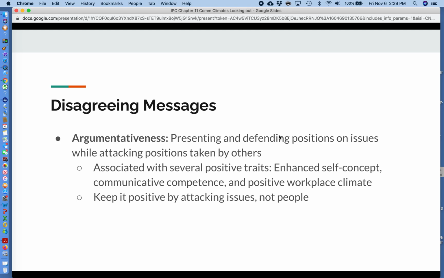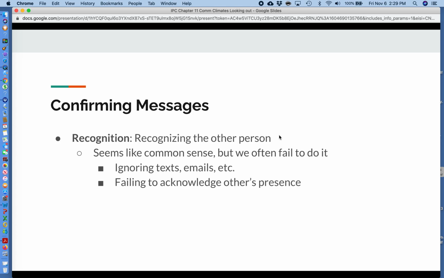Again, though, the way that we keep argumentativeness positive is by attacking issues instead of people. So just the same way in a close interpersonal relationship, you would attack the person's behavior instead of them personally. In the workplace or even in sort of broader social environments, you want to attack issues when you're talking about them with people and not the people themselves. You want to avoid that ad hominem personal attack.